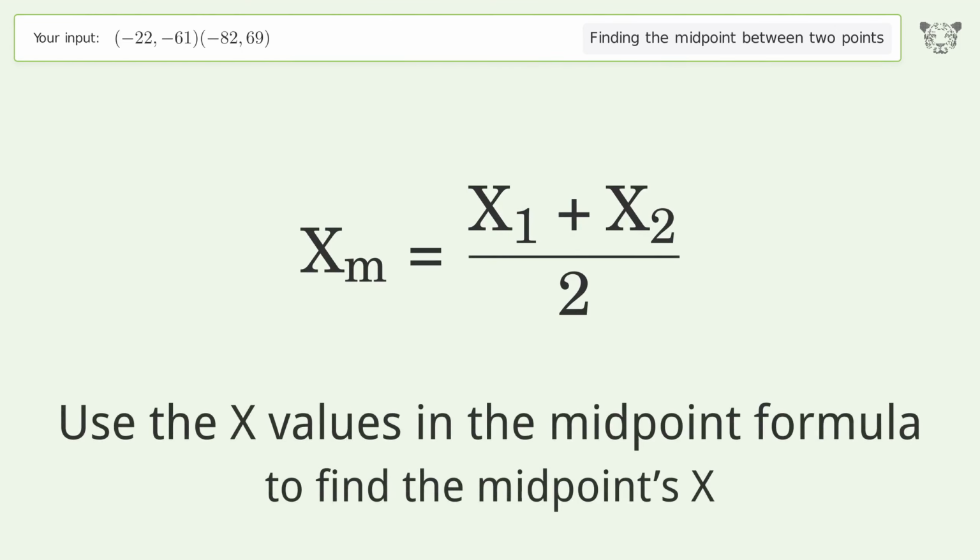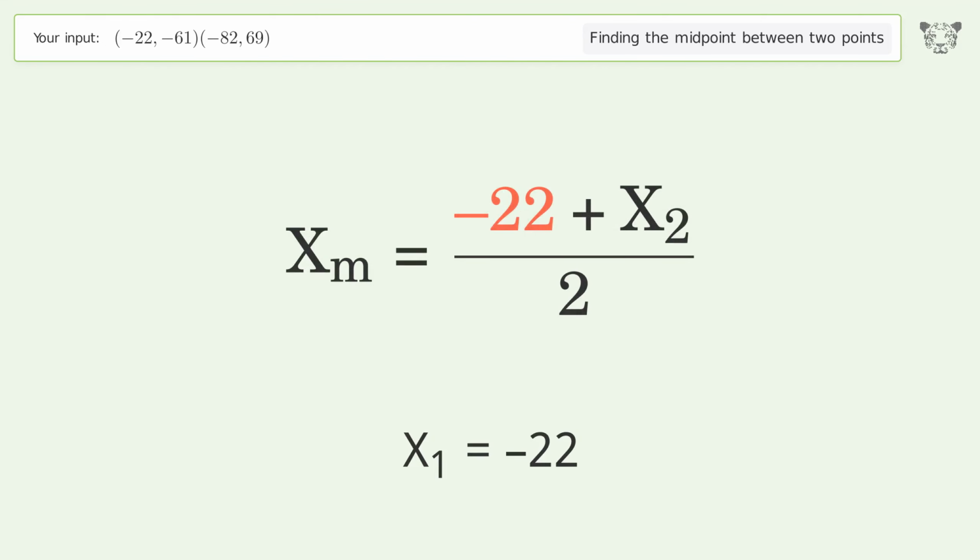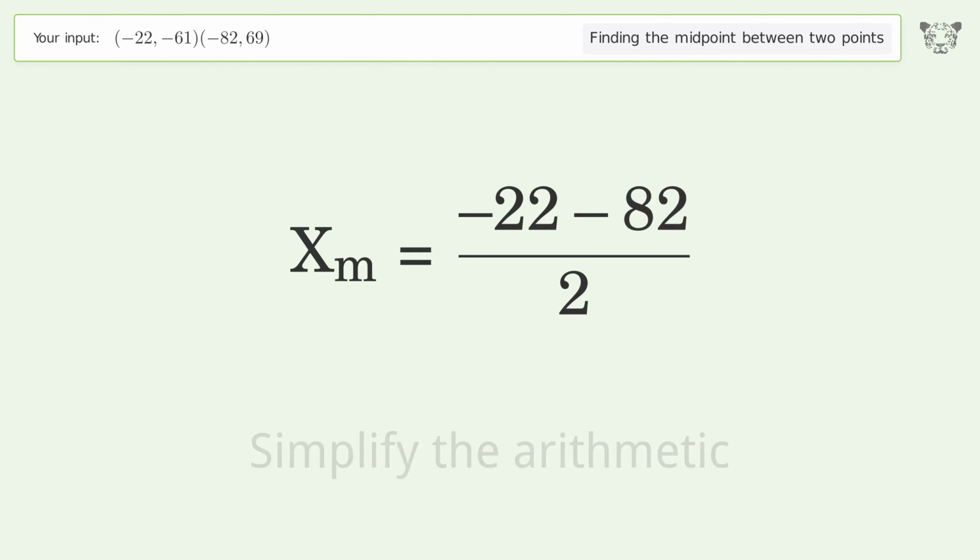Use the x values in the midpoint formula to find the midpoint's x. x1 equals -22. x2 equals -82. Simplify the arithmetic.